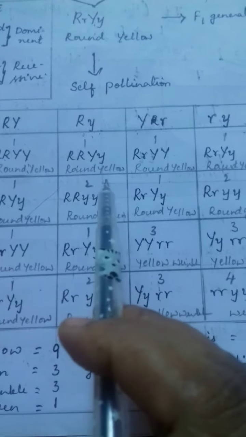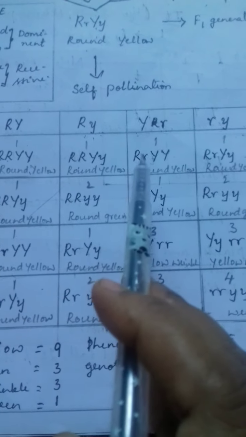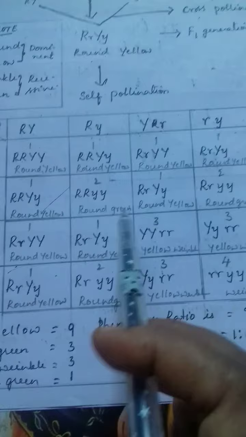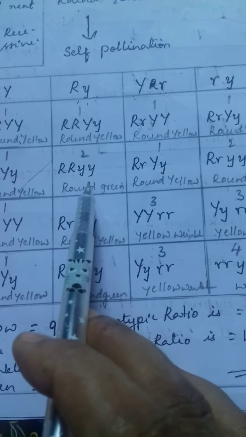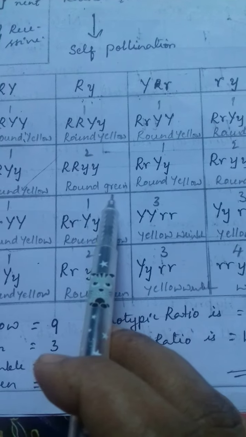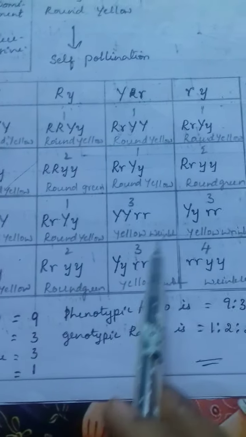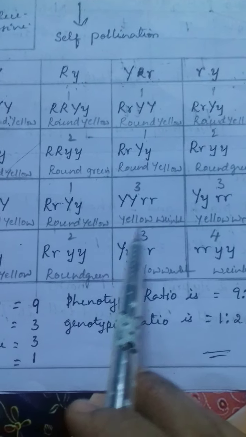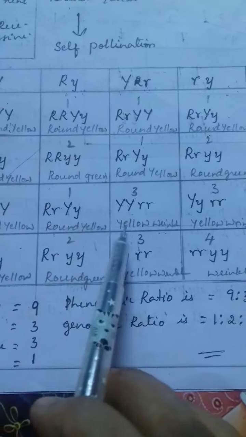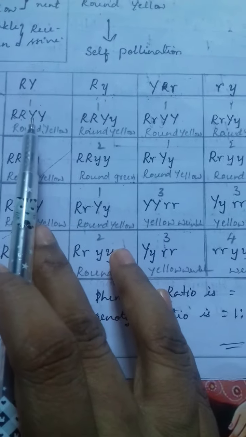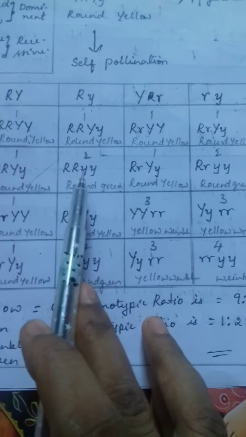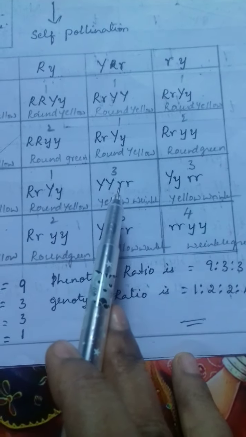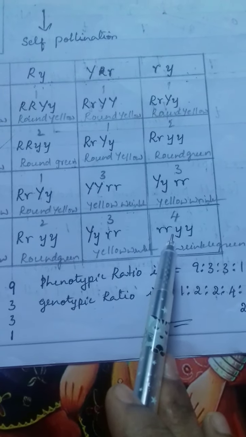R means round, Y means yellow, so the character is round and yellow. Here capital R and capital Y are there, so round and yellow. In some places we can see two small y's, yes or no? Capital R and two small y. Y means green, no? Round and green. Here you see capital R and small y, small r. Here Y means yellow and it is wrinkled. In this manner we define the characters. This is the first character we got, and the second character I gave the number 2, the third character number 3, and the fourth character number 4.